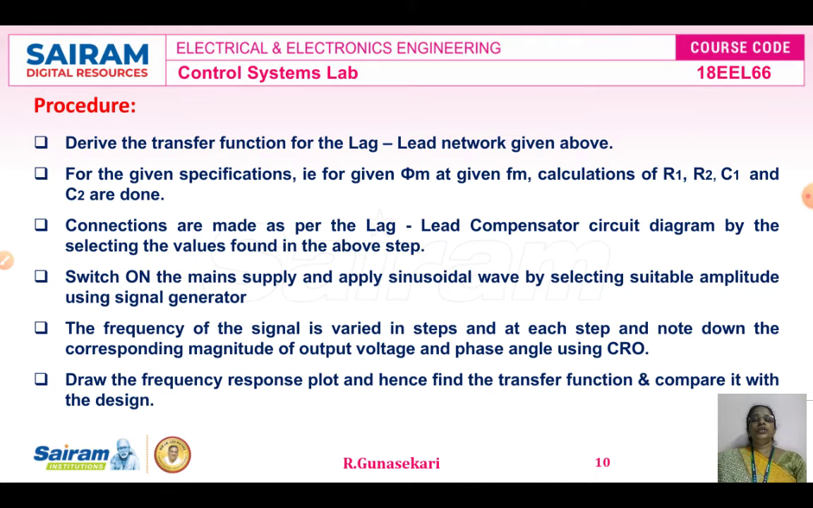Now switch on the supply mains and apply the sinusoidal input to the lag lead compensator network using the signal generator. Now vary the frequency step by step, and at each step note down the corresponding magnitude of the output voltage and phase angle using the CRO. From the readings we draw the frequency response of the lag lead network.